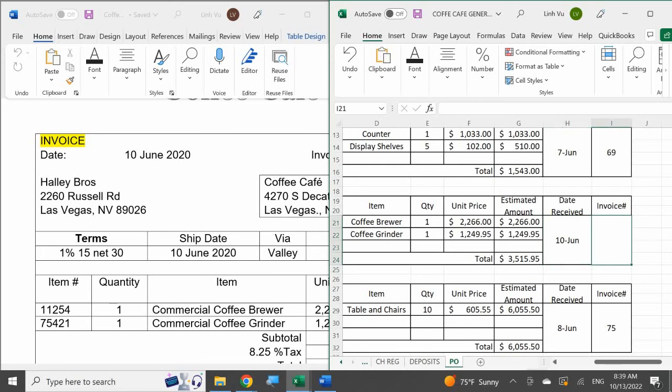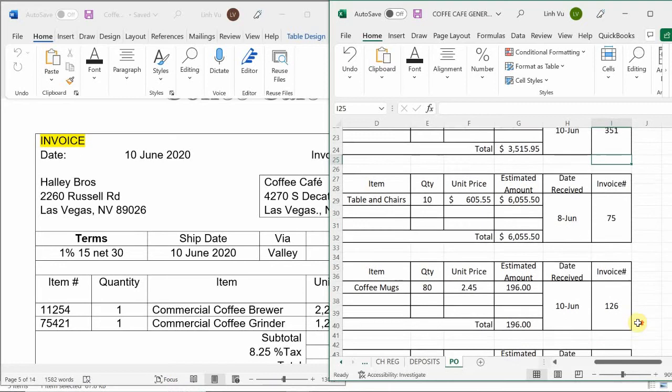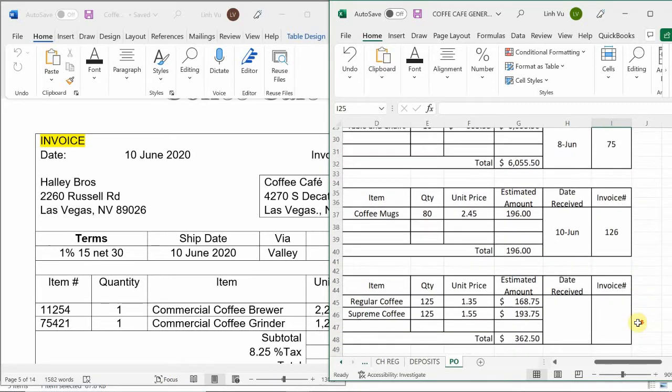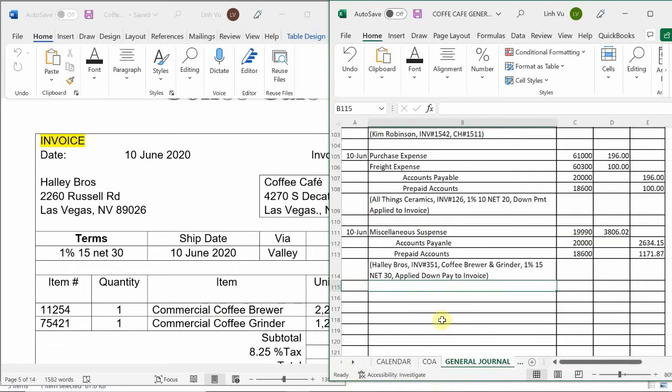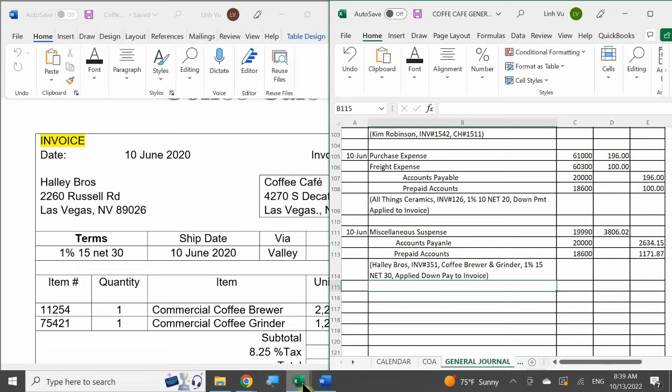And did we receive the coffee brewer and coffee grinder? Yes, we did. It was invoice number 351. Okay. All right. So now that we completed my journal, I now need to update my ledger account. Okay.